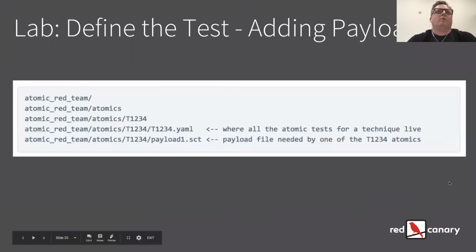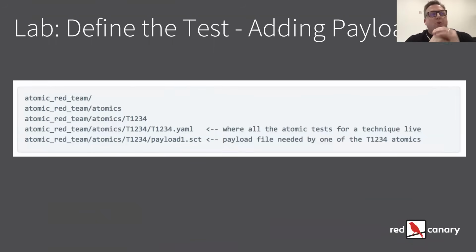So at this point, you would then define, Brian went over some of this already with the structure, but you would have the Atomic Red Team. All of our tests now live in the Atomics folder. You would have one folder for each technique, and we're really trying to leverage the structure and taxonomy that MITRE has already created so that you could map back to that. You'd have one YAML file that describes all of the tests. Payloads would live here as well.